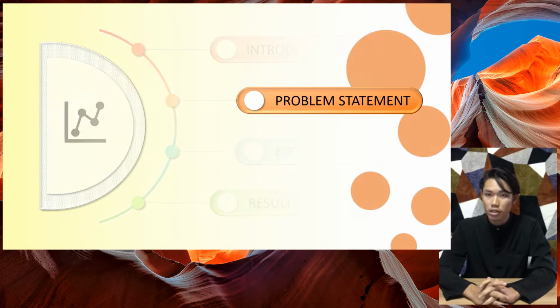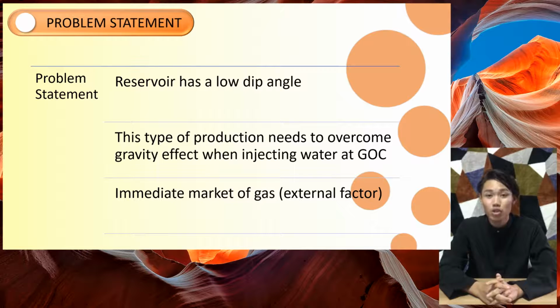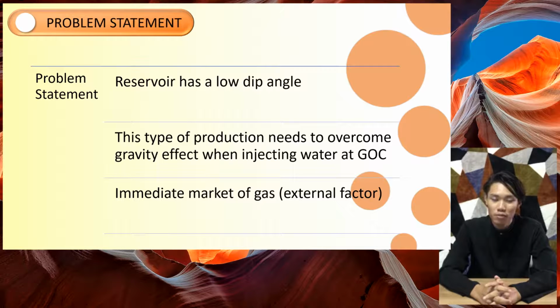I will explain the basic concepts and the model description of this study. There are two types of problems in this study. I will classify these problems into two, which are internal factors and external factors. The first internal factor is that we want to produce oil and gas simultaneously with a reservoir that has a low dip angle. The second problem is that this type of production needs to overcome the gravity effect when injecting the water at the gas oil contact. Proceeding to the external factor, which is the immediate market of gas.